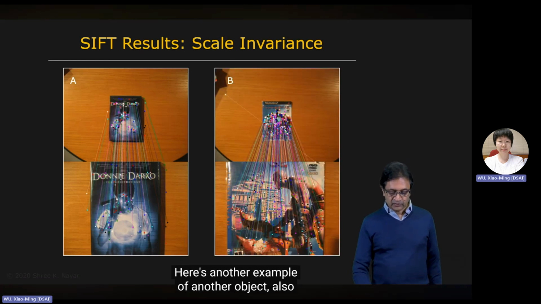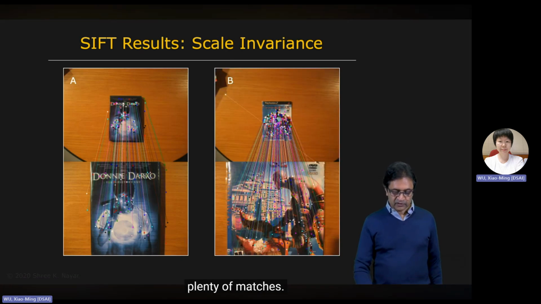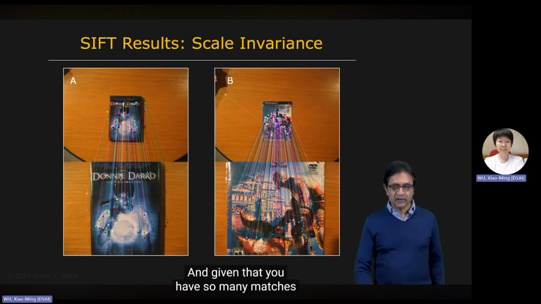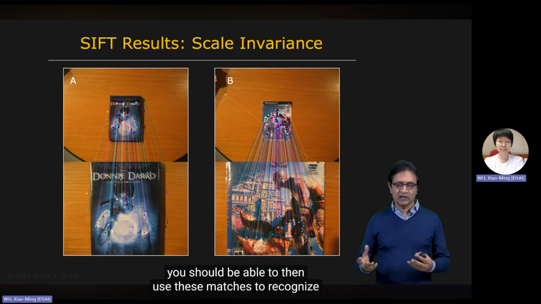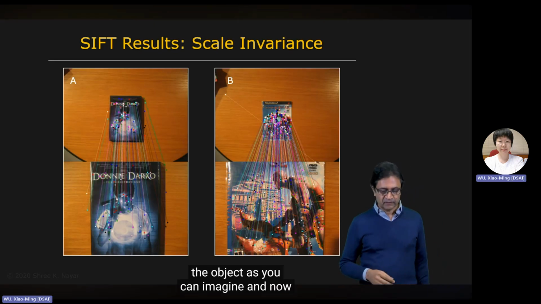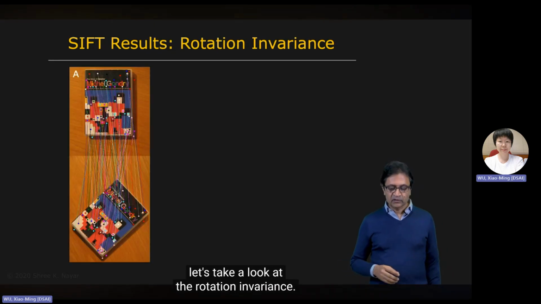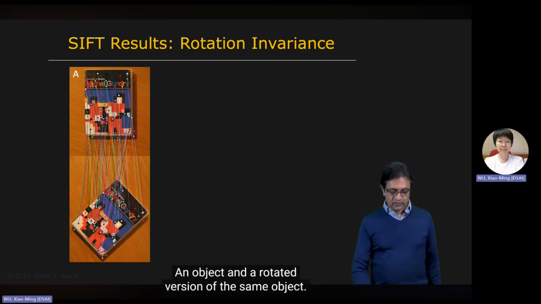Here's another example of another object, also plenty of matches. And given that you have so many matches, you should be able to then use these matches to recognize the object, as you can imagine. And now let's take a look at rotation invariance, an object and a rotated version of the same object. Once again, you can see a lot of good matches between these two images.